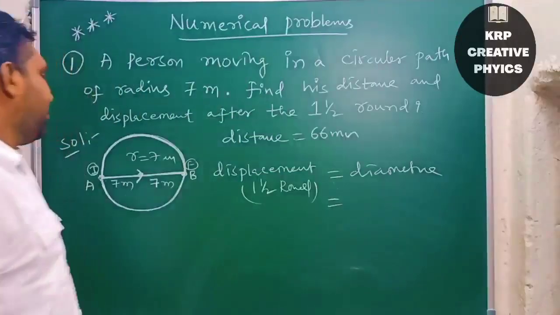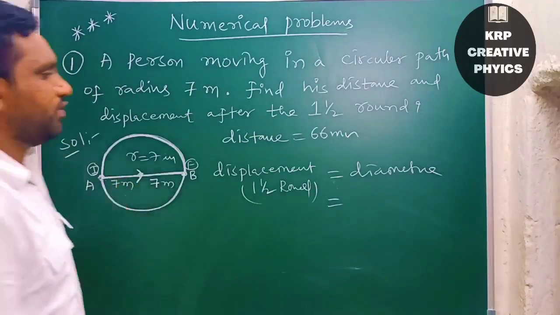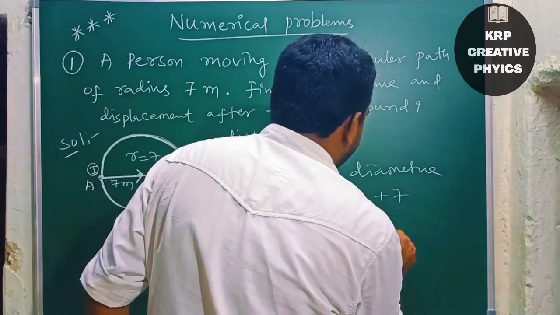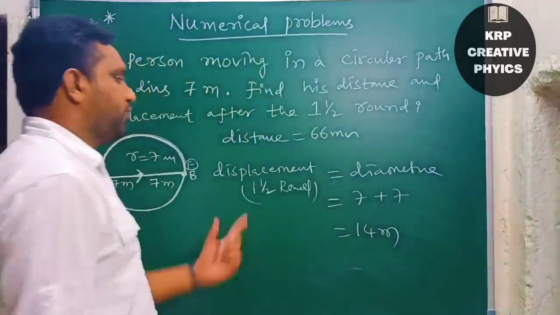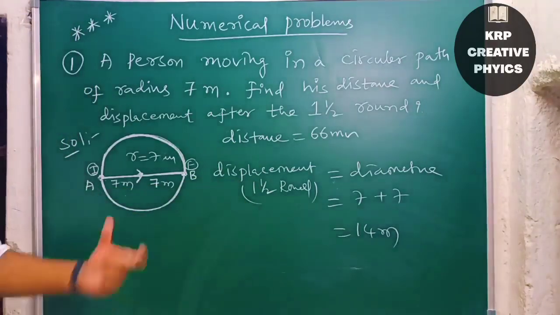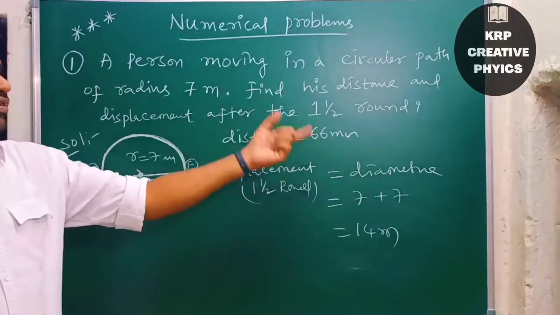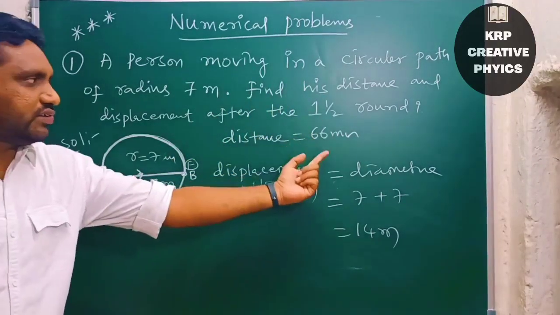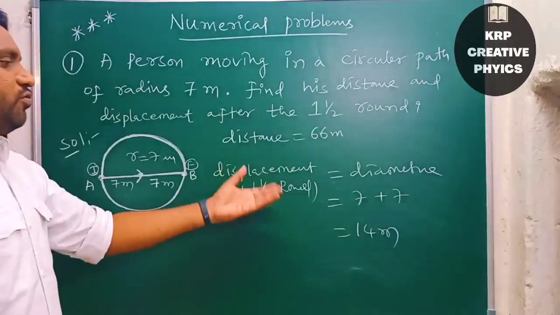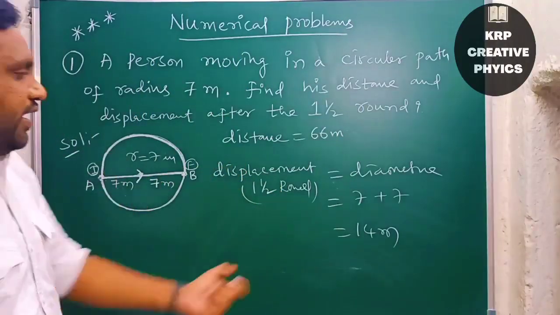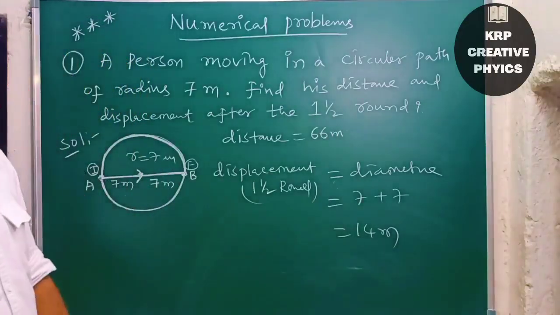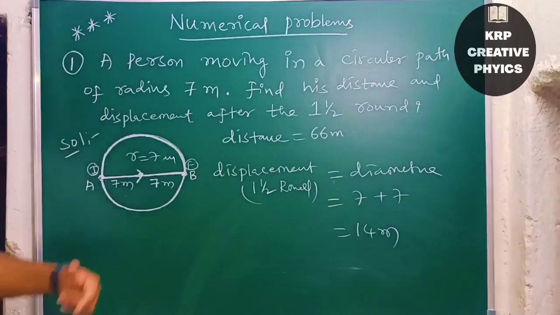So what about the diameter here? 7 plus 7. How much? 7 plus 7, 14 meters. So that is the value of displacement. Okay? So that is the difference between distance and displacement. So in this particular problem, after the completion of 1.5 round, distance is 66 meters. And what about the displacement? Displacement is its diameter. Diameter is nothing but 7 plus 7, 14 meters. So this is regarding distance and displacement for this problem.